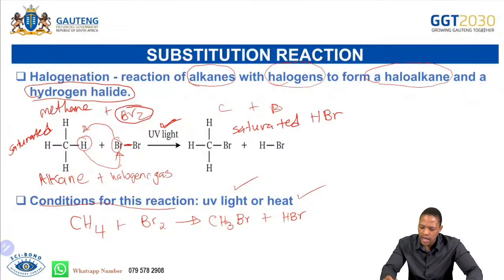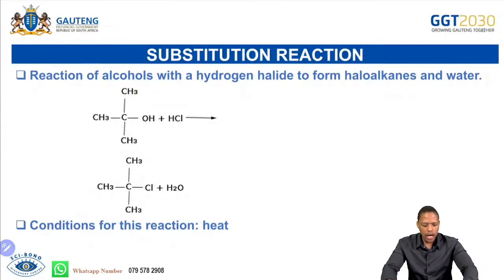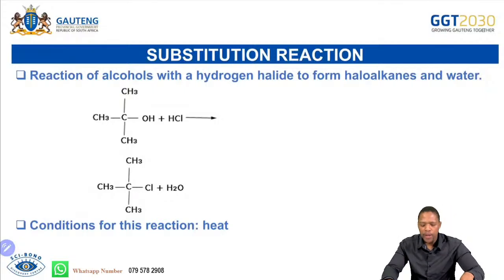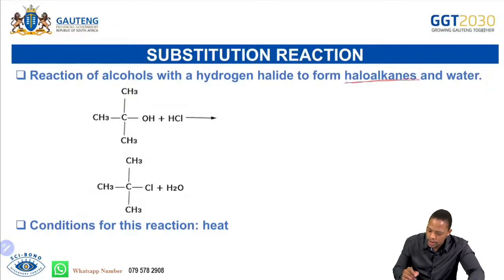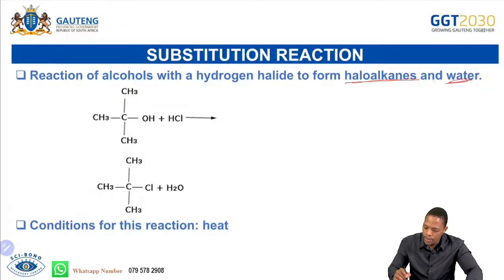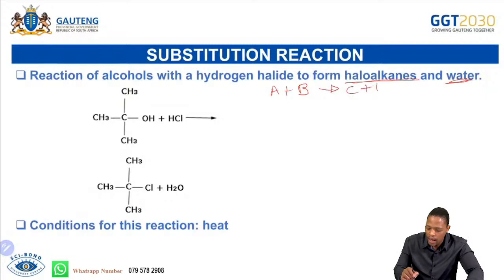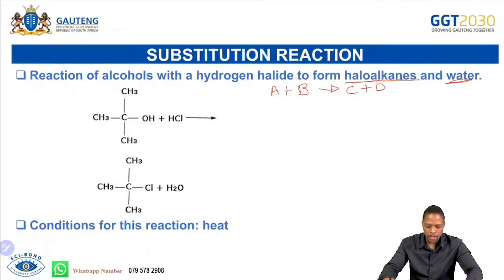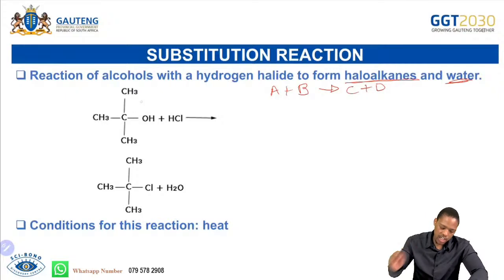Okay, right. So let's check the second type of substitution reaction. Here we are dealing with reactions where we have an alcohol reacting with a hydrogen halide. Okay, and again we are going to form a haloalkane. In the first one, we were forming a haloalkane. Again, here we're also forming what? Haloalkane with water, taking the form A plus B will always give you C plus D.